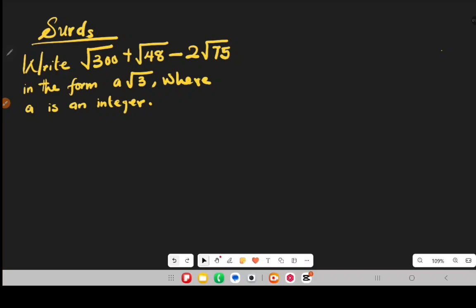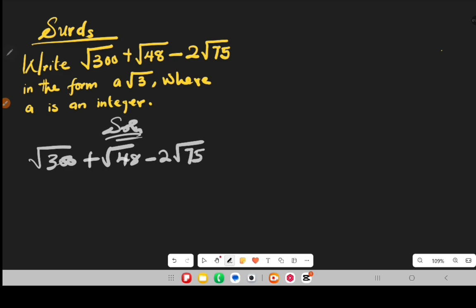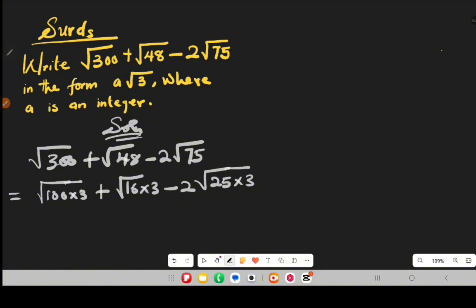Today we are going to look at Surds. Write root 300 plus root 48 minus 2 root 75. Solution: root of 300 plus root of 48 minus 2 root of 75 can be expressed as root of 100 times 3 plus root of 16 times 3 minus 2 root of 25 times 3. The next step, we distribute the roots.